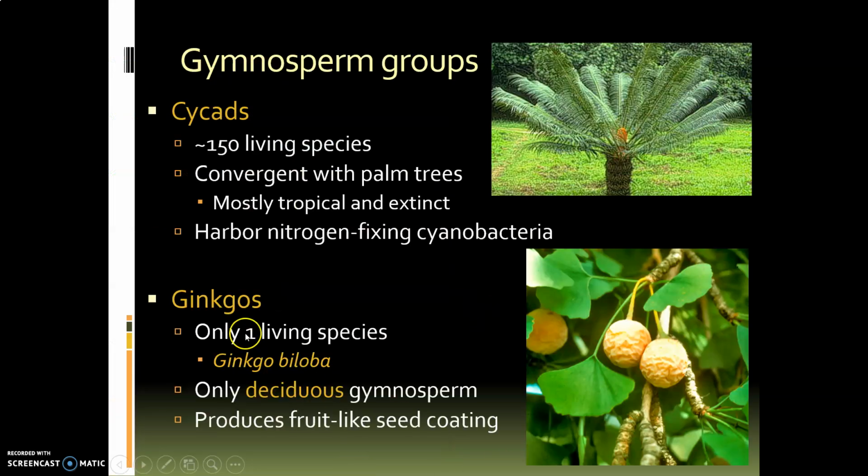The other group are the ginkgos, and this group has a huge fossil record, but today there's only one species. You might assume with one species it's close to extinction, but this species is so loved by humans that we plant it all over the place, and so it's definitely not going to go extinct. The species is Ginkgo biloba.